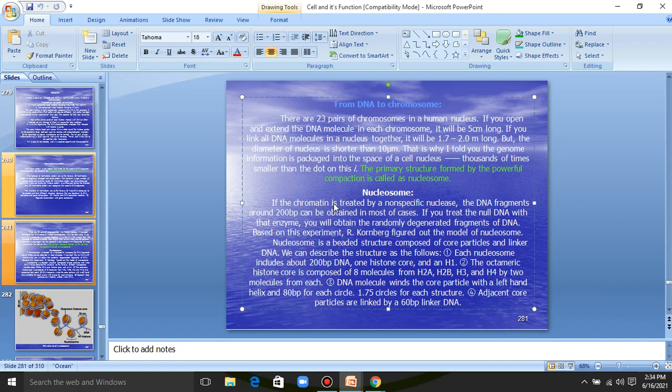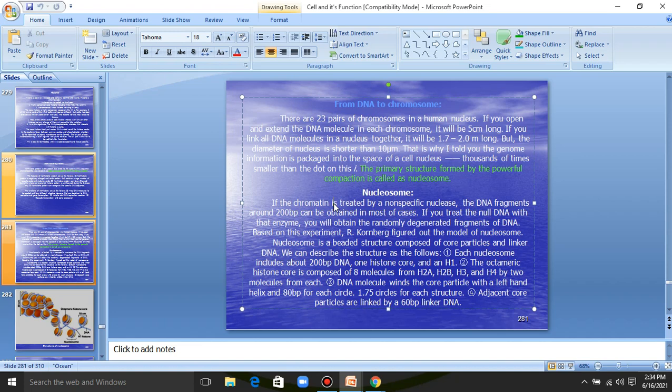The cell is microscopic. Within that, the nucleus is also microscopic. If you put one dot on a white paper with your pen tip, the entire nucleus will be 1,000 times smaller than that dot. Then imagine the intricacy of this in such a small space. Such vast information is stored there, in the primary structure formed by powerful compaction.